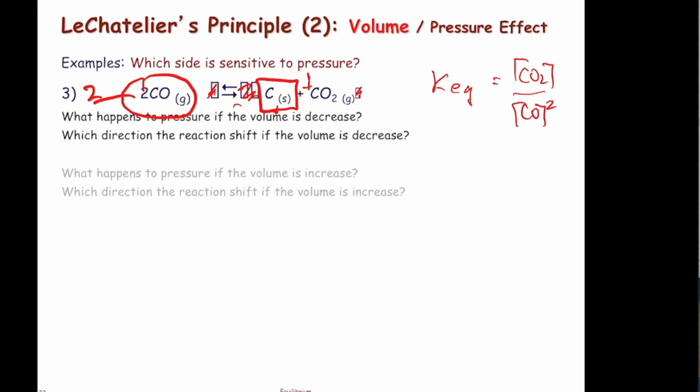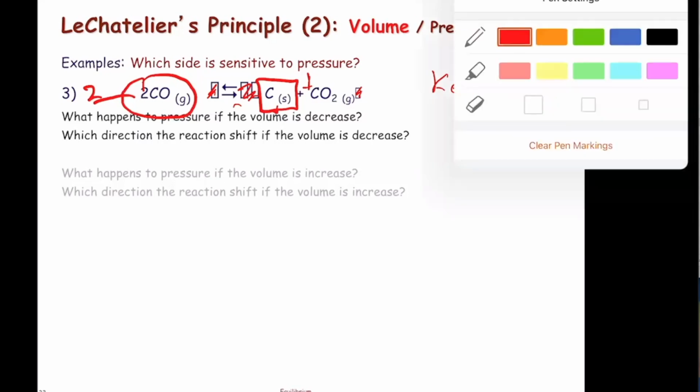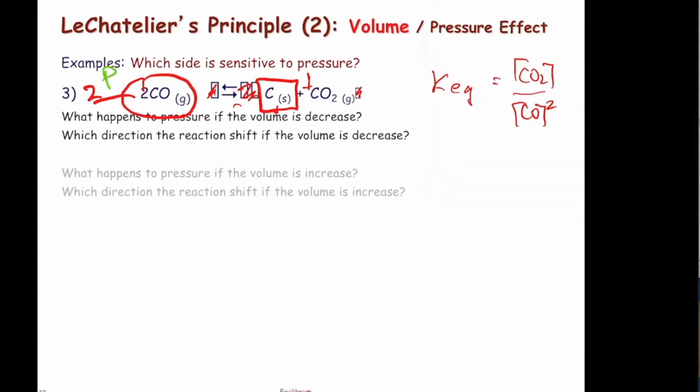You leave out the carbon because it's a solid, okay? So for this reaction, you would put P on the reactant side because there's more moles of gas there. Even though both sides have equal moles, there's 1 mole of carbon and 1 mole of carbon dioxide on the product side, only carbon dioxide is a gas. That's the only one you count. So the product has 1 mole of gas, the reactant has 2 moles of gas.